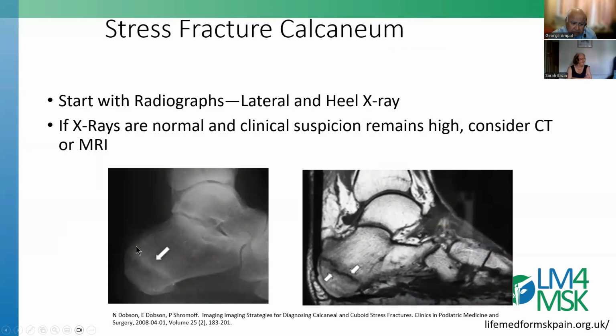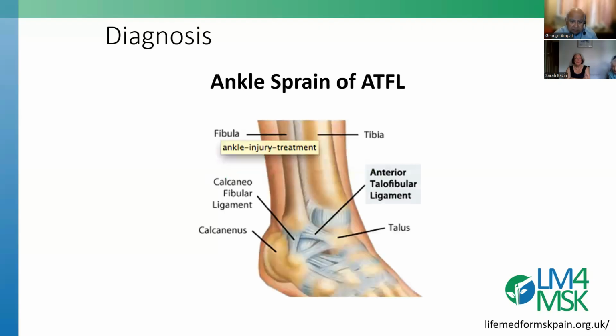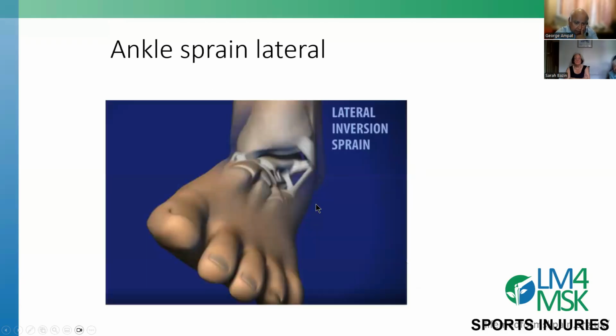This is a person who's had a stress fracture in the calcaneum, you can see, and obviously they had to stop running. Coming to acute injuries, sprains, ankle sprain, as we said, the most common injury is to the anterior talofibular ligament, and the next is the calcaneofibular, and sometimes the posterior talofibular. But you can also have a high ankle sprain where the syndesmotic ligaments are damaged, and we'll look at that in a minute.